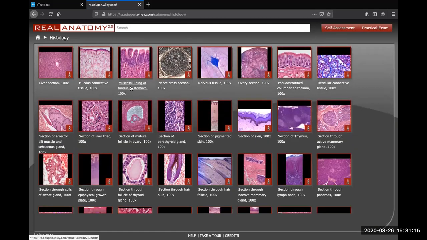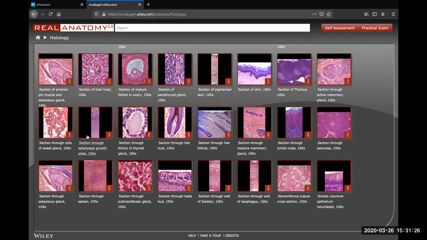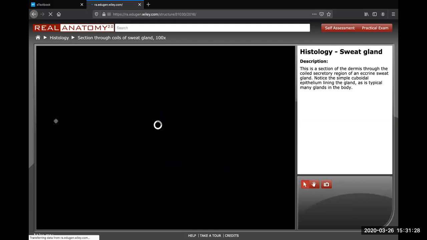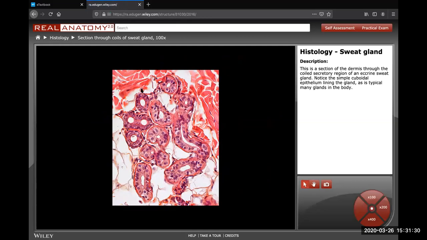We have a sebaceous gland. Oh, we did a sebaceous gland. We want to see an eccrine sweat gland. Coils of sweat gland. Awesome. Okay, cool. So this looks a lot like the picture in the PowerPoint, but again, this is just a section through the coiled part of an eccrine sweat gland.